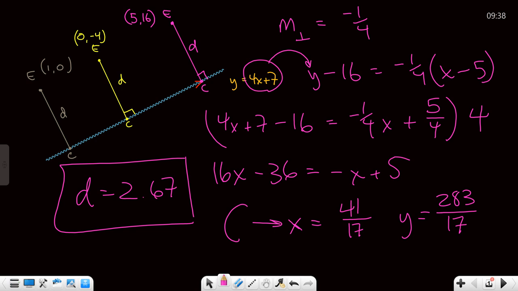Emma, where'd you plug negative 41 over 17 back in? Did you plug it into the yellow or the pink? Do you remember? Say again? I don't know. It doesn't matter. What I would do is I would store this number into X and then just type 4X plus 7 on the home screen. It'll do it for you. Convert it back to a fraction. That, I think, is easier than going back and using the slope or the point slope form.